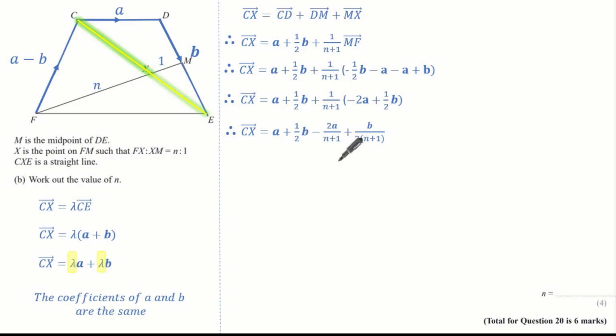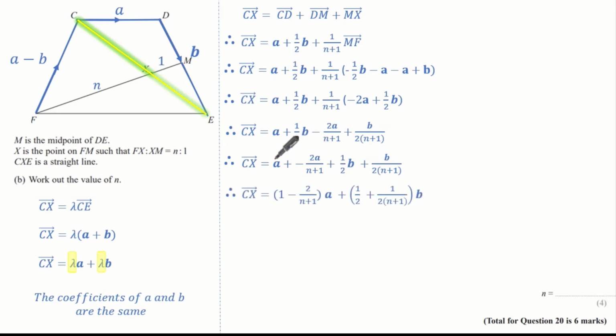So I'm going to bring all my a terms together and my b terms together. From here, I'm now going to factorize so I can find my coefficients. So taking out a gives me 1, and taking out a from here gives me minus 2 over n plus 1. This is my coefficient of my vector a. Taking out b from both terms, I have half plus 1 over 2(n plus 1), b.